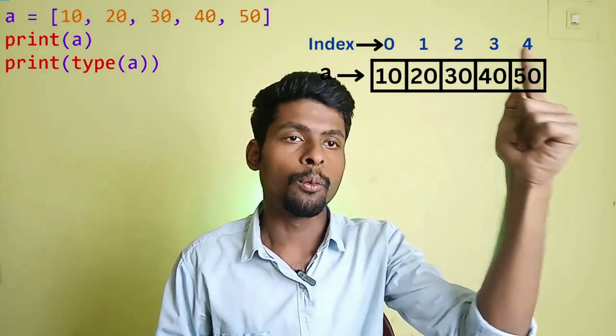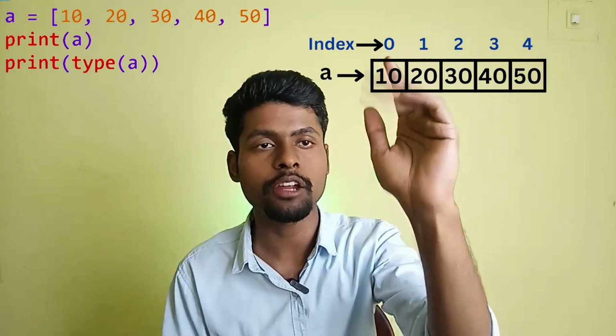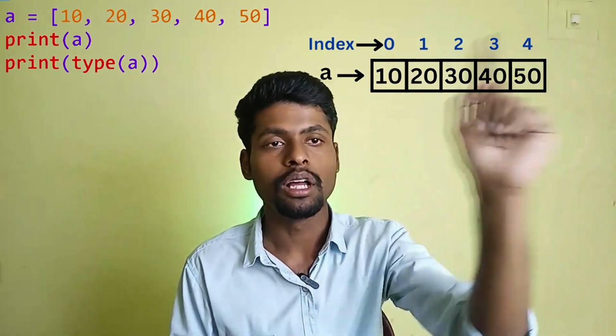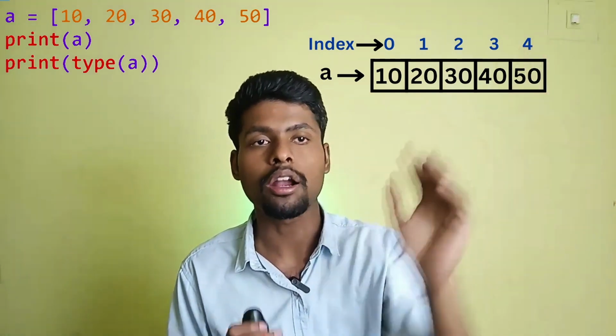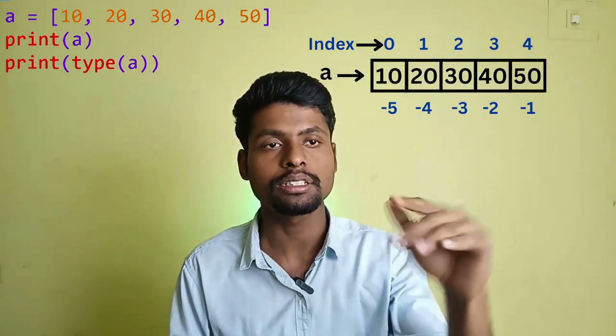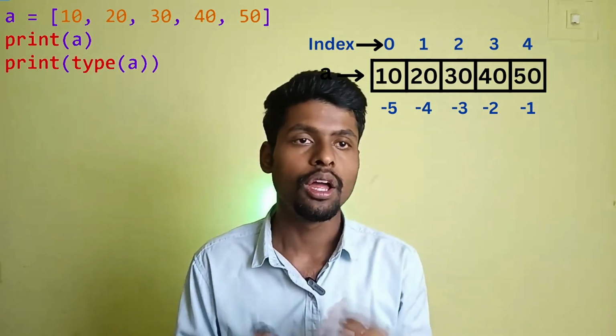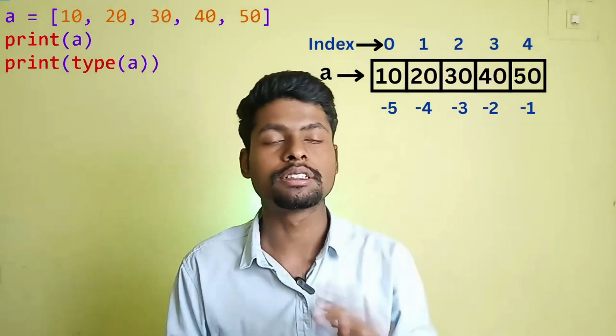And in a list, my Python interpreter allocates some index values, and the positive index value starts from 0. And not only that, in a list we have a negative index value, and the negative index value starts from -1, and it starts from right to left. Hope I am clear. What is the role of this index value?